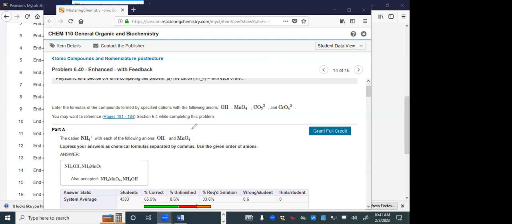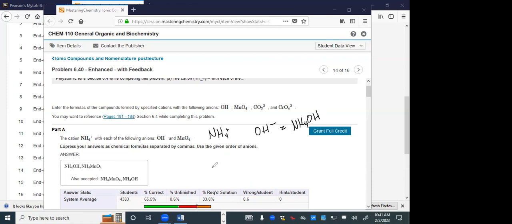And we're supposed to answer them consecutively using commas. So the thing that we want to do, this is exactly the thing we were working on in lecture, was we want to pair up those ions and see how they fit together. Well, in this case, ammonium ion, NH4, is positive 1. Hydroxide ion, OH-, is negative 1. Their charges match. The formula should be NH4OH.